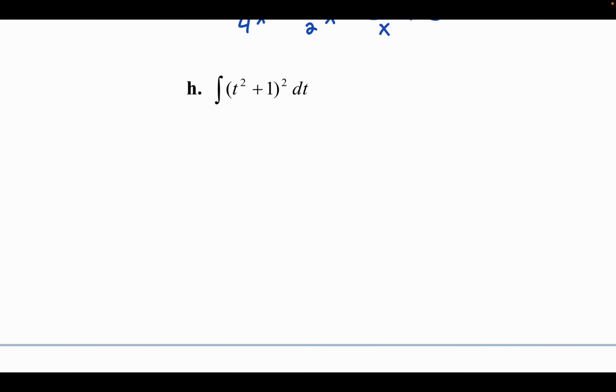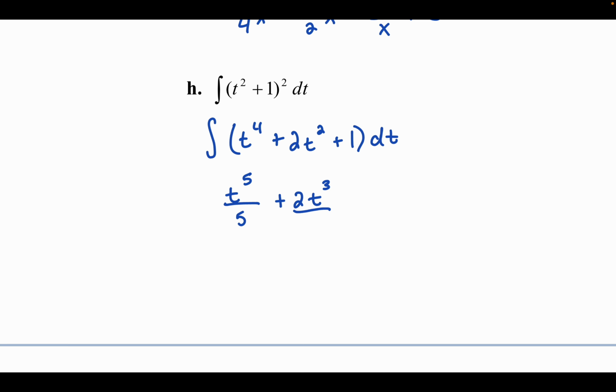Last one on this page. So again, I don't have any rules right now about an inside function versus an outside function. So what I'm going to do is FOIL this out. And if I FOIL it, I get t to the 4th plus 2t squared plus 1. So again, I haven't taken the antiderivative, but now I'm going to. So t to the 5th divided by 5 plus 2t to the 3rd divided by 3 plus t.